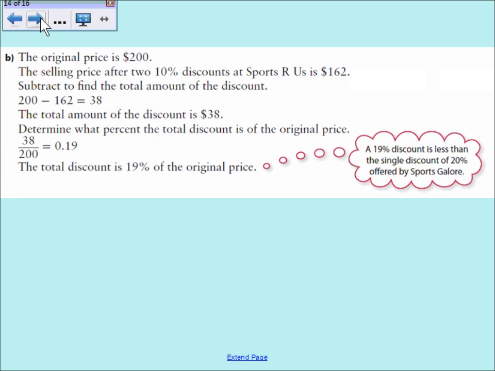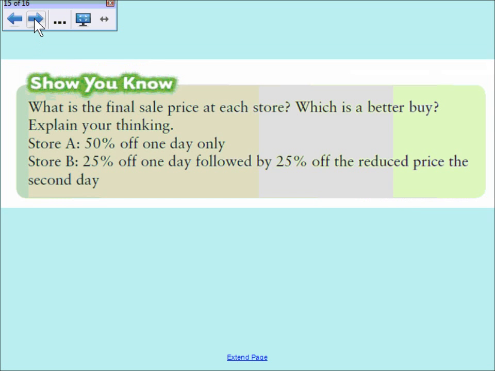If you'd like to read all this, just pause it and you can read it. Here's the final show you know. Please show me you understand in class, and then we can move on. If you're finished, please do the review at the end of the chapter.